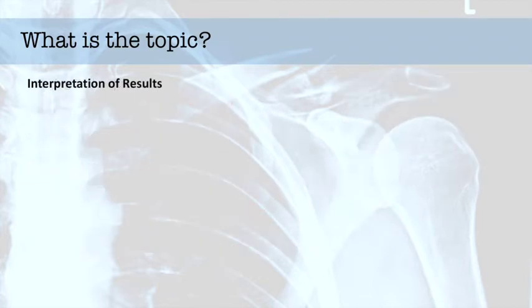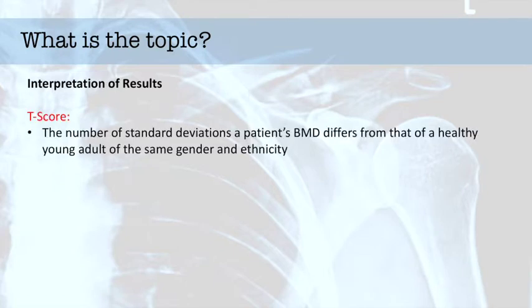So when interpreting these results, we have the T-score, which is the number of standard deviations a patient's BMD differs from that of a healthy young adult of the same gender and ethnicity. More than -1 is considered normal, and less than -2.5 diagnoses osteoporosis.